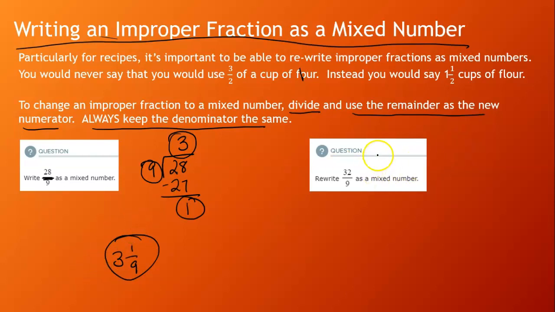You pause the video and try this one on your own. You should have divided 32 by 9. 9 goes into 32 3 times. 9 times 3 is 27. You have a remainder of 5. So you have a whole number of 3. Your remainder should have been 5, and that becomes your new numerator, and your denominator stays the same. So you should have gotten 3 and 5/9 for that one.